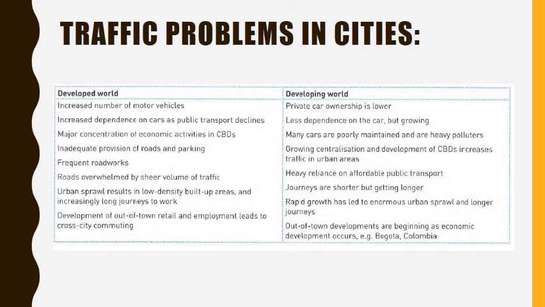Traffic problems in cities. Developed world. Increased number of motor vehicles, increased dependence on car as public transport declines, major concentration of economic activities in the CBD, inadequate provision of roads and parking, frequent road works, roads overwhelmed by sheer volume of traffic. Urban sprawl results in low density built up areas and increasingly long journey to work. Development of out of town retail and employment leads to cross city commuting.